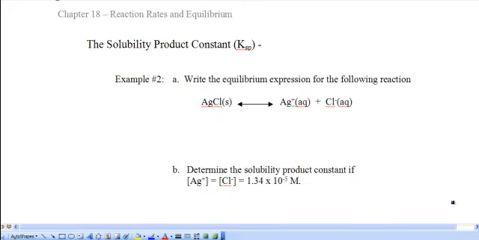And we're back and better than ever in 18-3. In this podcast, we're going to be taking a look at the solubility product constant and talking about how slightly insoluble salts dissolve. So let's go ahead and jump in.